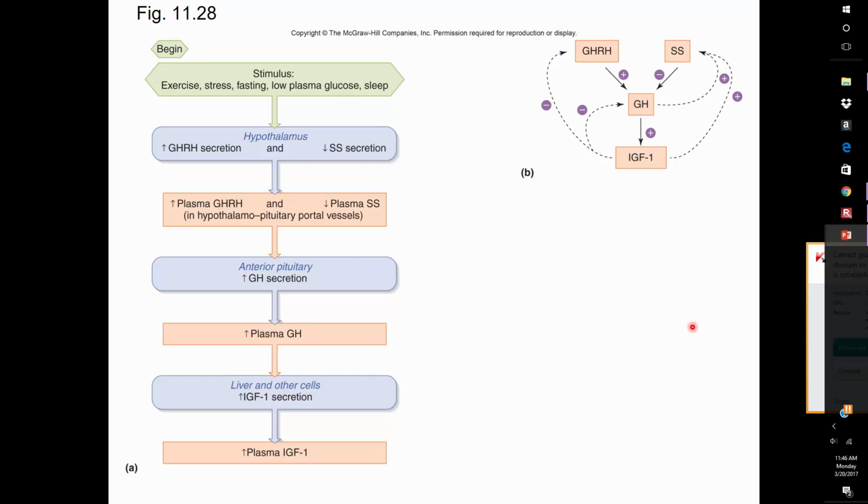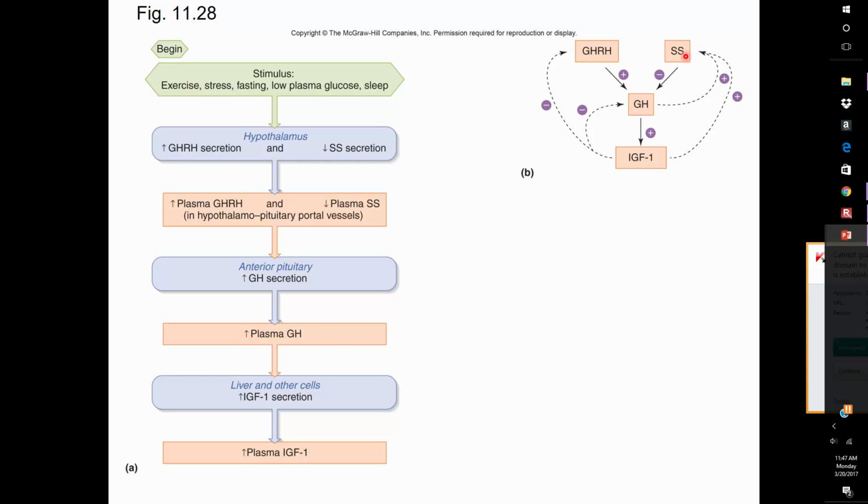Here's another diagram that sort of gets at that. So if you're exercising, if you're stressed, again, that's your sympathetic stimulus. If you're fasting, if you have low plasma glucose, so you have low glucose around, or if you're sleeping, that causes the production of growth hormone releasing hormone. That goes into the portal system. We get growth hormone, and then we get IGF, and here we're talking from the liver. We increase plasma IGF. If plasma IGF is high, it feeds back and inhibits growth hormone and growth hormone releasing hormone. It feeds back and stimulates SS.